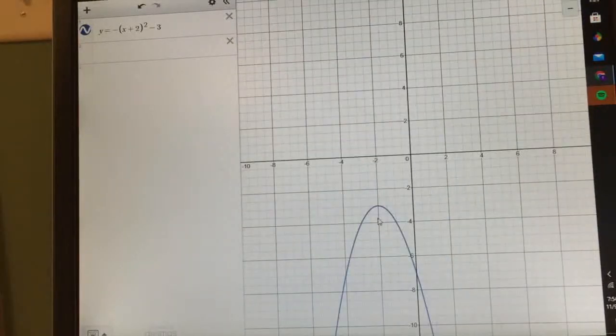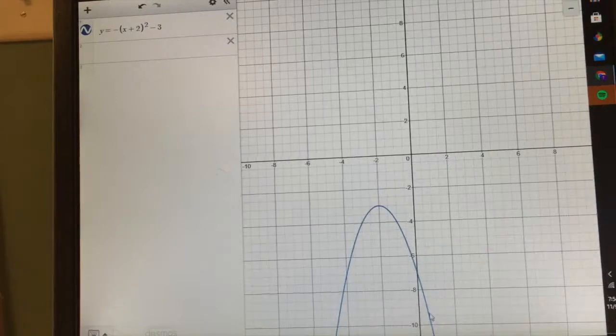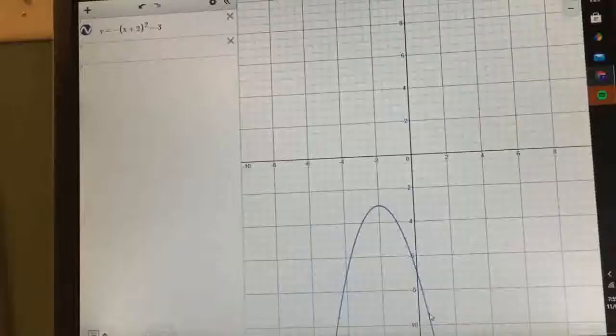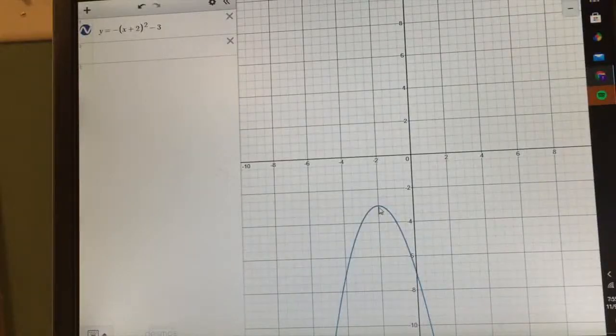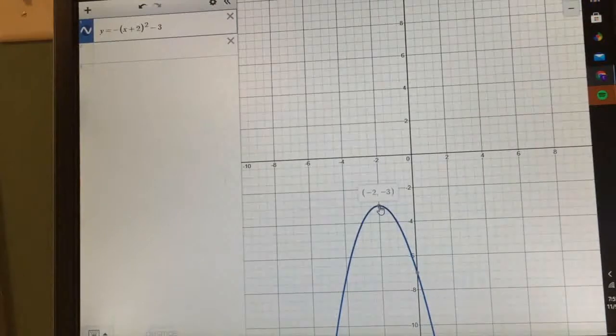Notice this graph is below the x-axis. So that means it must have imaginary roots or complex roots because the vertex is below the x-axis and it's going down. So for our roots, we're going to put... for the vertex, if I click on that, it is at negative 2, negative 3.